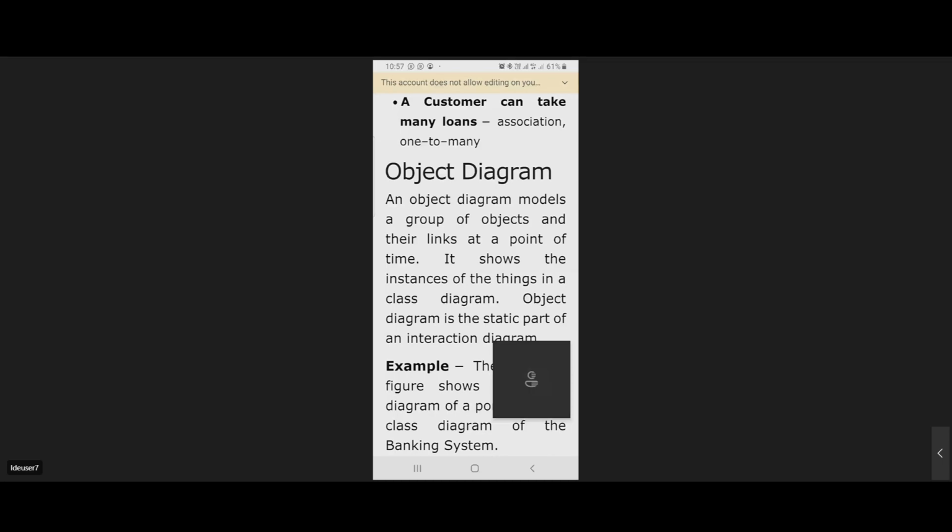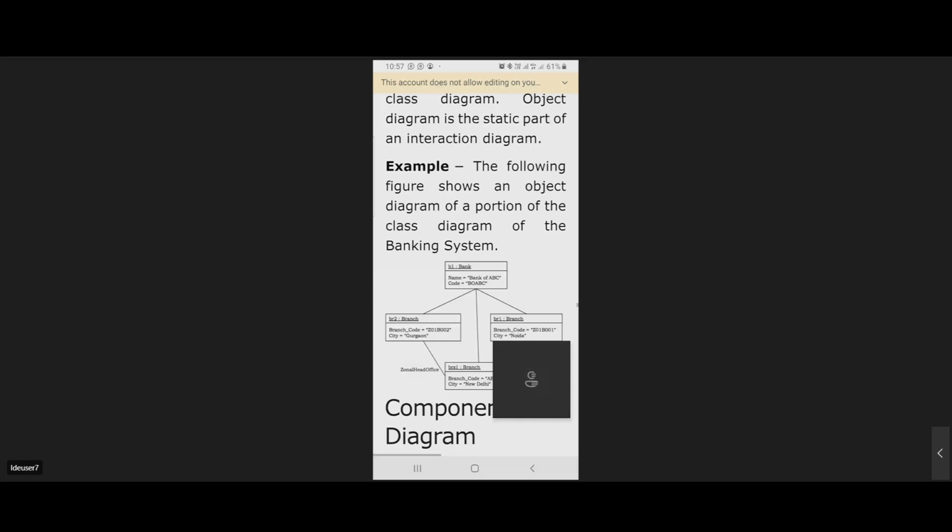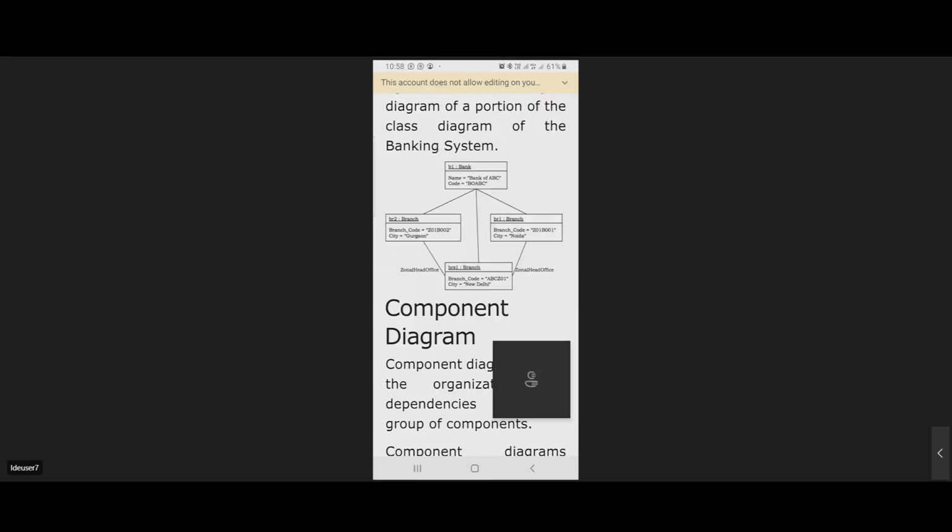The object diagram shows the instances of the things in the class diagram. It's a static part of an interaction diagram. Now this is an example taken for the bank system. An object B1 is created for the bank, BR2 is for the branch, BR1 is for another branch. The bank object contains name and code: bank of ABC, and BO ABC is the code.